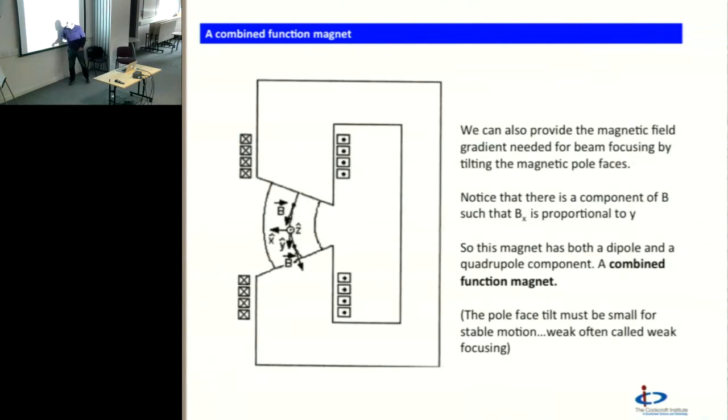And if you look very carefully, you can see that there's a component of B such that Bx is proportional to y. So the horizontal field Bx gets bigger in proportion to y. You get a growing Bx component. So you can create focusing structures by having a dipole and a quadrupole by tilting the pole face. The tilt has to be small for stable motion. I mentioned that only because in Neil's course on magnets, he discusses this. I realised I didn't, so I had to mention that a combined function magnet is achieved by tilting the pole faces.